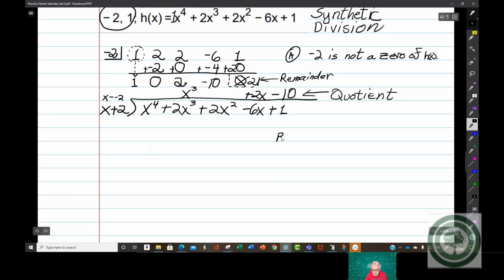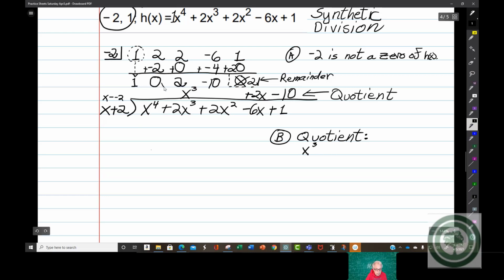B, the quotient, that is the answer you get when you divide, is x to the third. That's always going to be the coefficient of a number 1 lower in power than what you started with. X to the third.